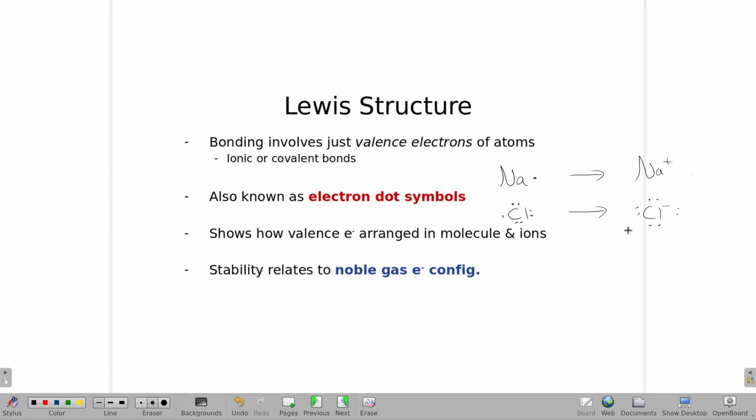Now, when we actually draw a Lewis structure for sodium chloride, we really will just draw this sodium like that, and this chlorine like so, and we just draw them close together. There are no lines, because lines represent sharing, but we will end up drawing our electron dots almost like we would if they were noble gases, with just our dots.